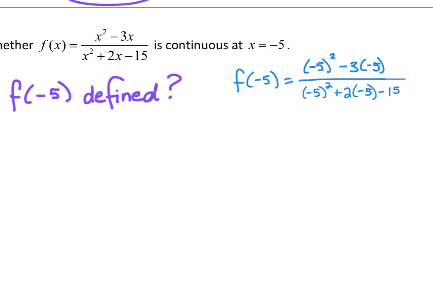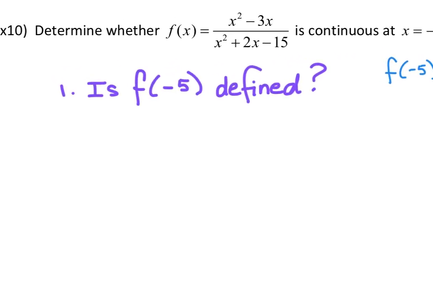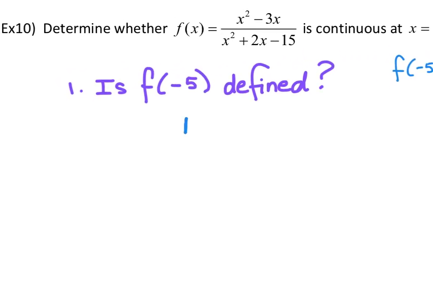Either way you do that, whether you look at the graph, the table that generates the graph, or compute the value of the function this way, what you'll find is that -5 makes the denominator 0, and so you'll say, no, it's not defined. f of -5 is undefined.